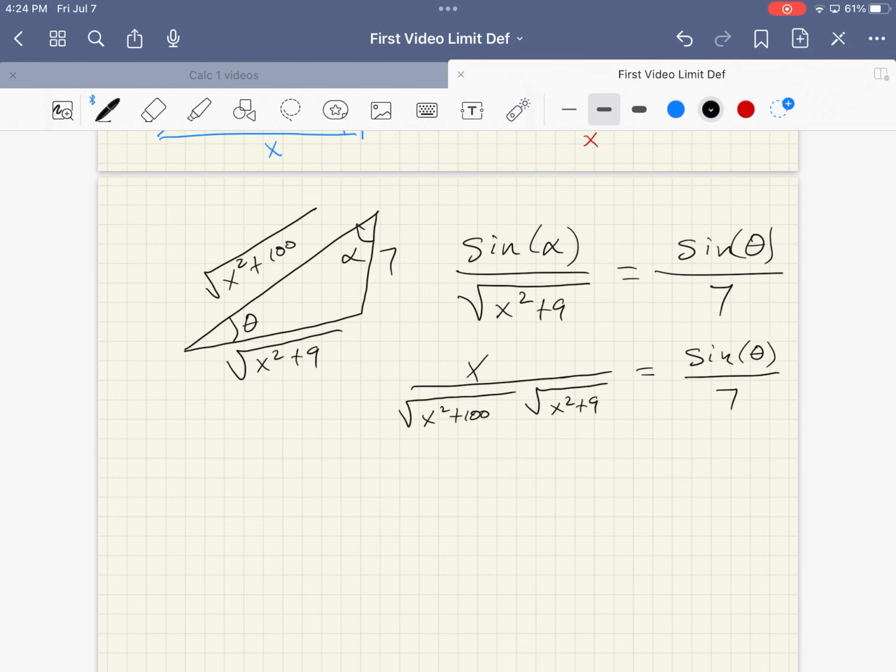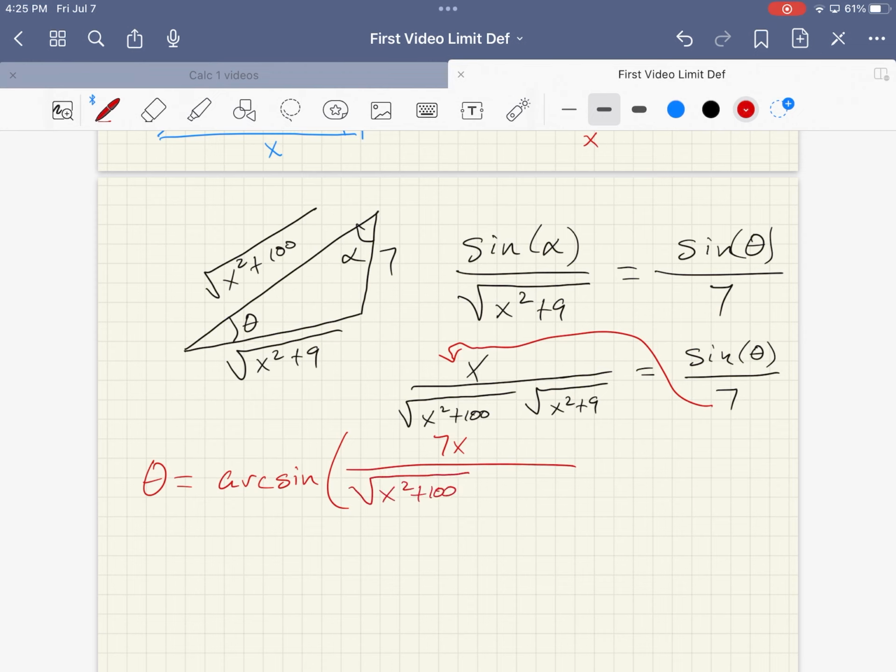All right, so at this point, again, I want to solve for theta. So I'm going to multiply over by 7. That's the first thing. This is going to get multiplied here. And then I'm going to take the inverse sine in order to isolate theta. And when I do that, I get that theta equals arc sine of 7x over these two radicals, the square root of x squared plus 100 times the square root of x squared plus 9.